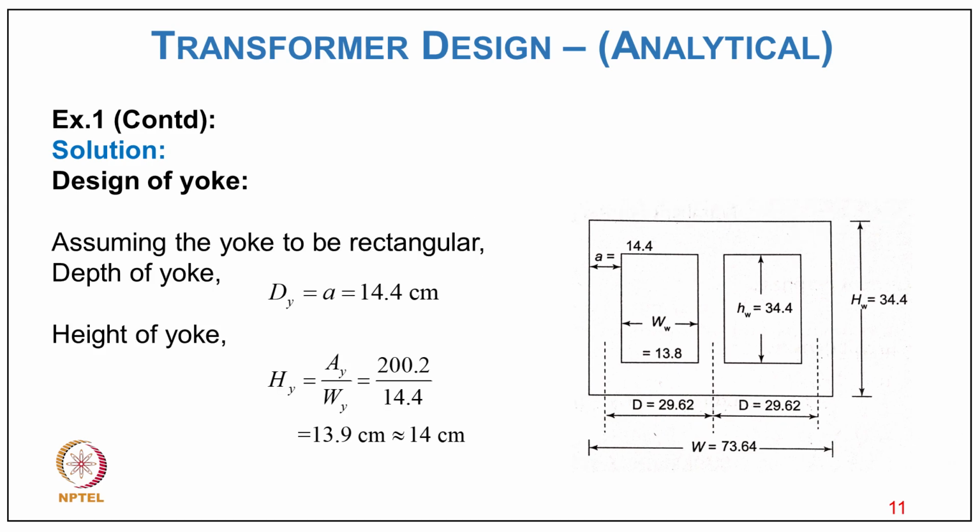Now assuming the yoke to be rectangular as shown in the diagram, the depth of the yoke is the largest stamping of the core, so Dy equals a, that is 14.4 centimeter, and the height of the yoke is Hy equals Ay upon Dy, that is 200.2 divided by 14.4, which comes to 13.9, rounded to 14 centimeter.